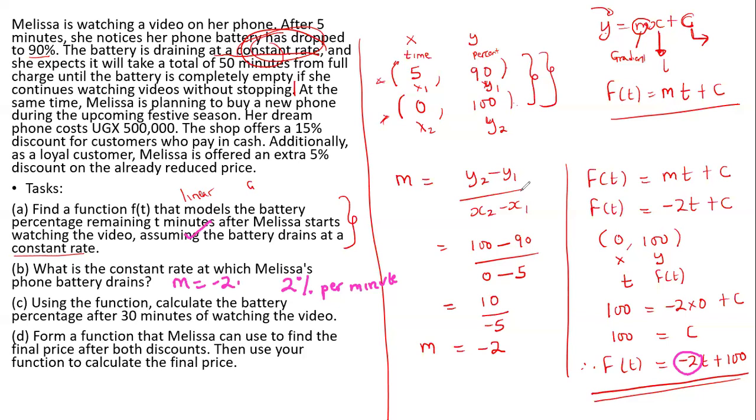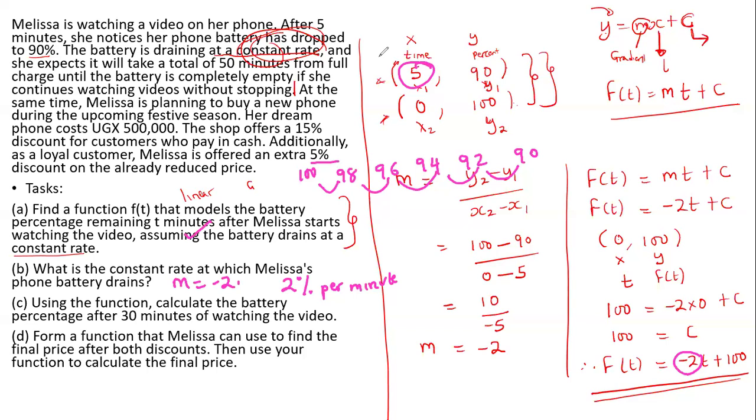Remember at first it was 100. That means that after a minute, it will be 98. After a minute, it will be 96, then 94, then 92, then 90. When you check very well, they told you that within 5 minutes, the battery had dropped to 90. So this is 1 minute, 2, 3, 4, 5. So at what rate does the battery drain, the constant rate?